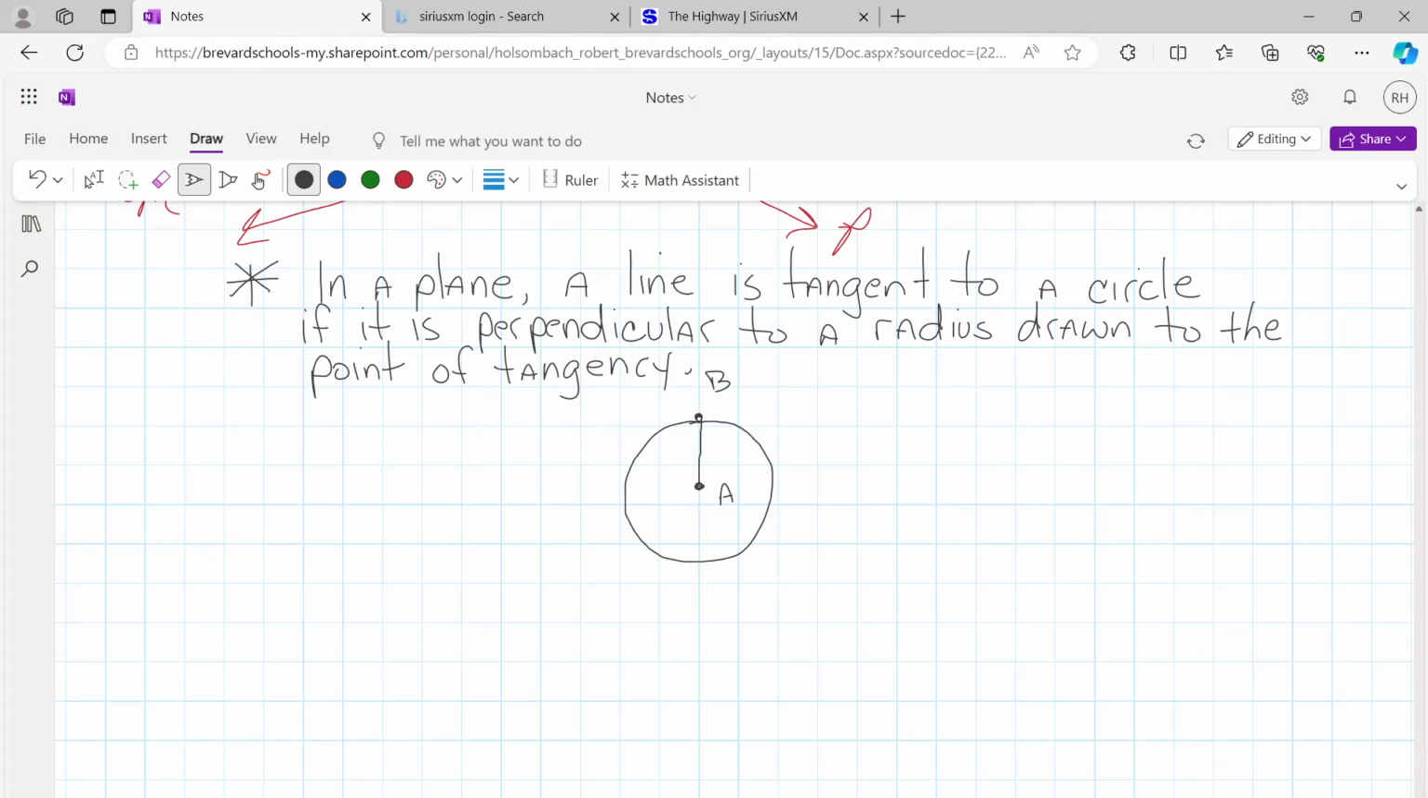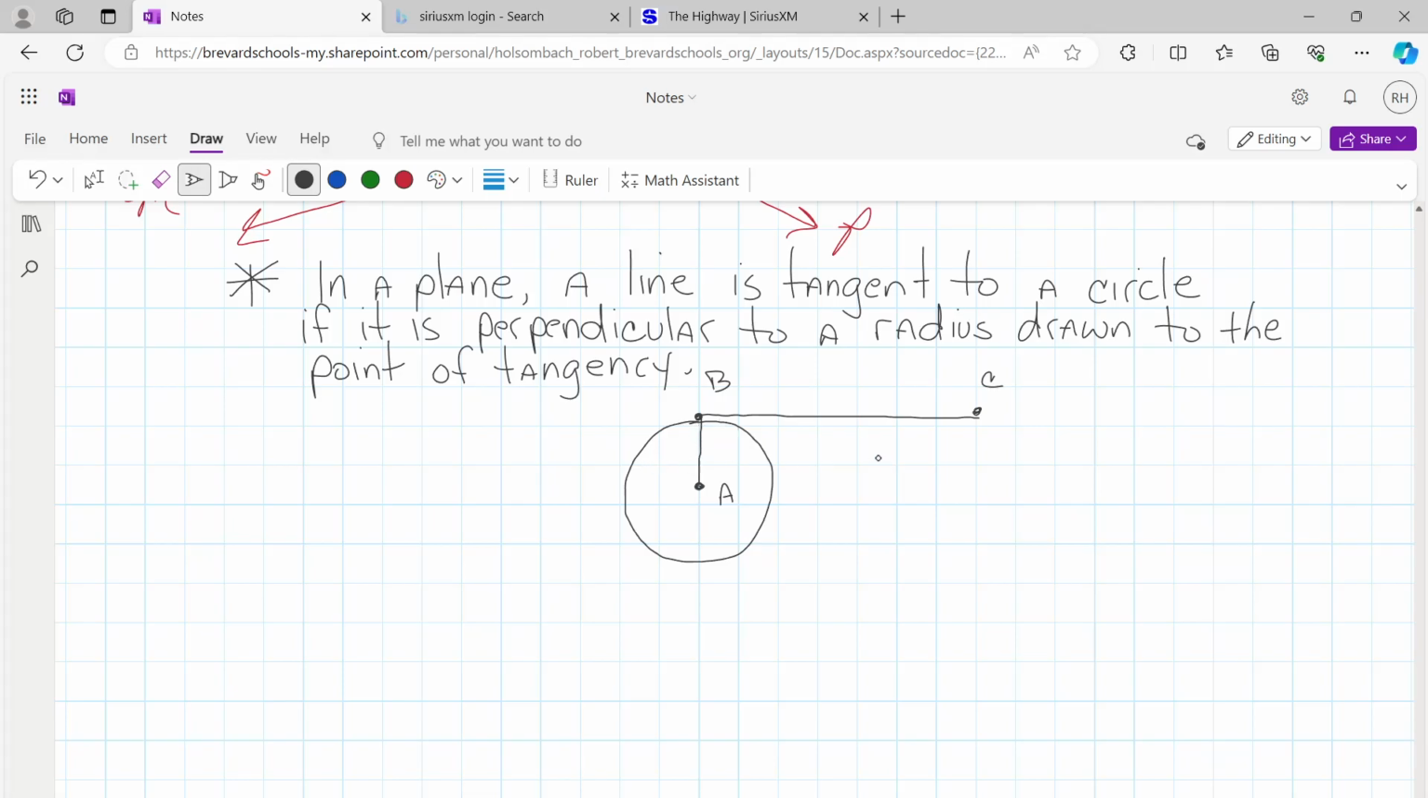Now let me take a tangent here, because a tangent can also just be a segment. So if I put point C right here. In a plane, a line is tangent to a circle if it is perpendicular to a radius. So if BC is perpendicular to AB, then by rule, BC is a tangent. If it's not perpendicular to the radius, then it's not considered a tangent.